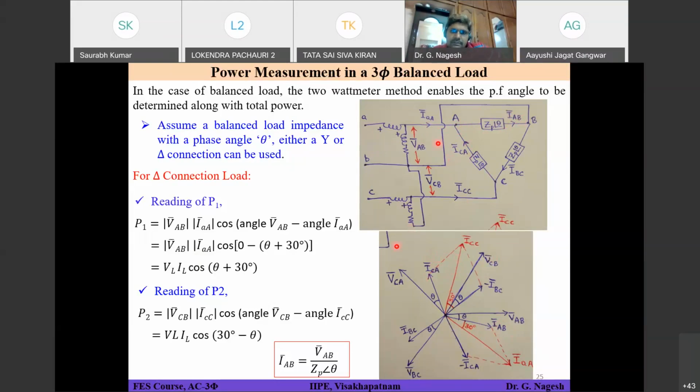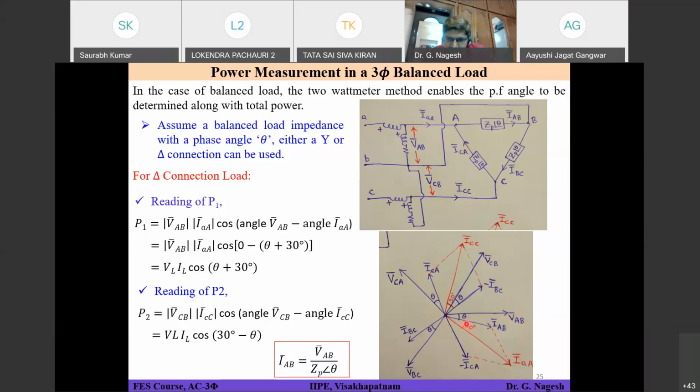But according to the equation, IAA is equal to IAB minus ICA. So minus ICA, where will it fall? Exactly opposite to this phasor, it will fall here. Now apply the parallelogram law of addition to these two phasors, IAB and minus ICA. The phase angle between these two will be 60 degrees, and your resultant phasor will be exactly at 30 degrees. Correct? Okay, so our objective is to find the phase angle between VAB and IAA.